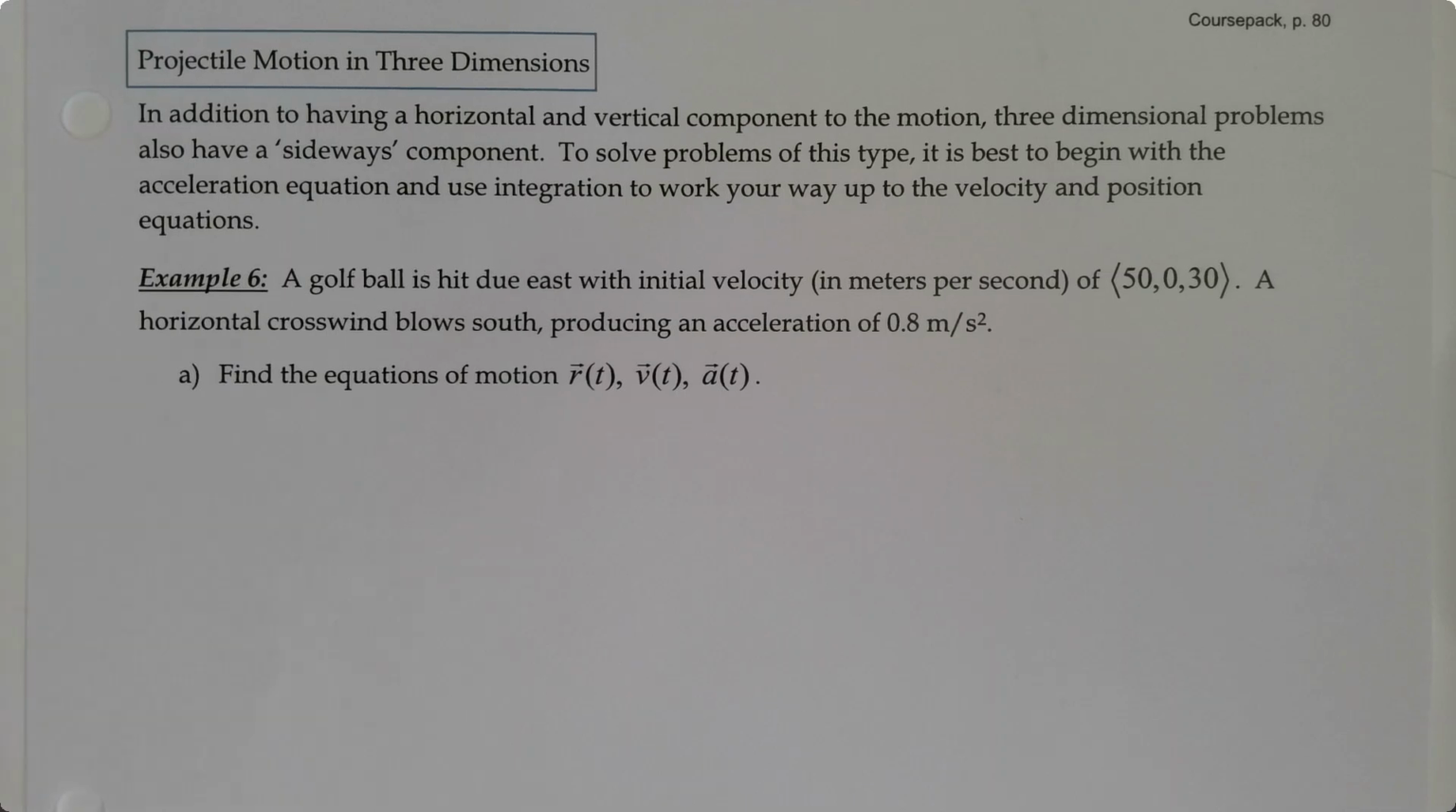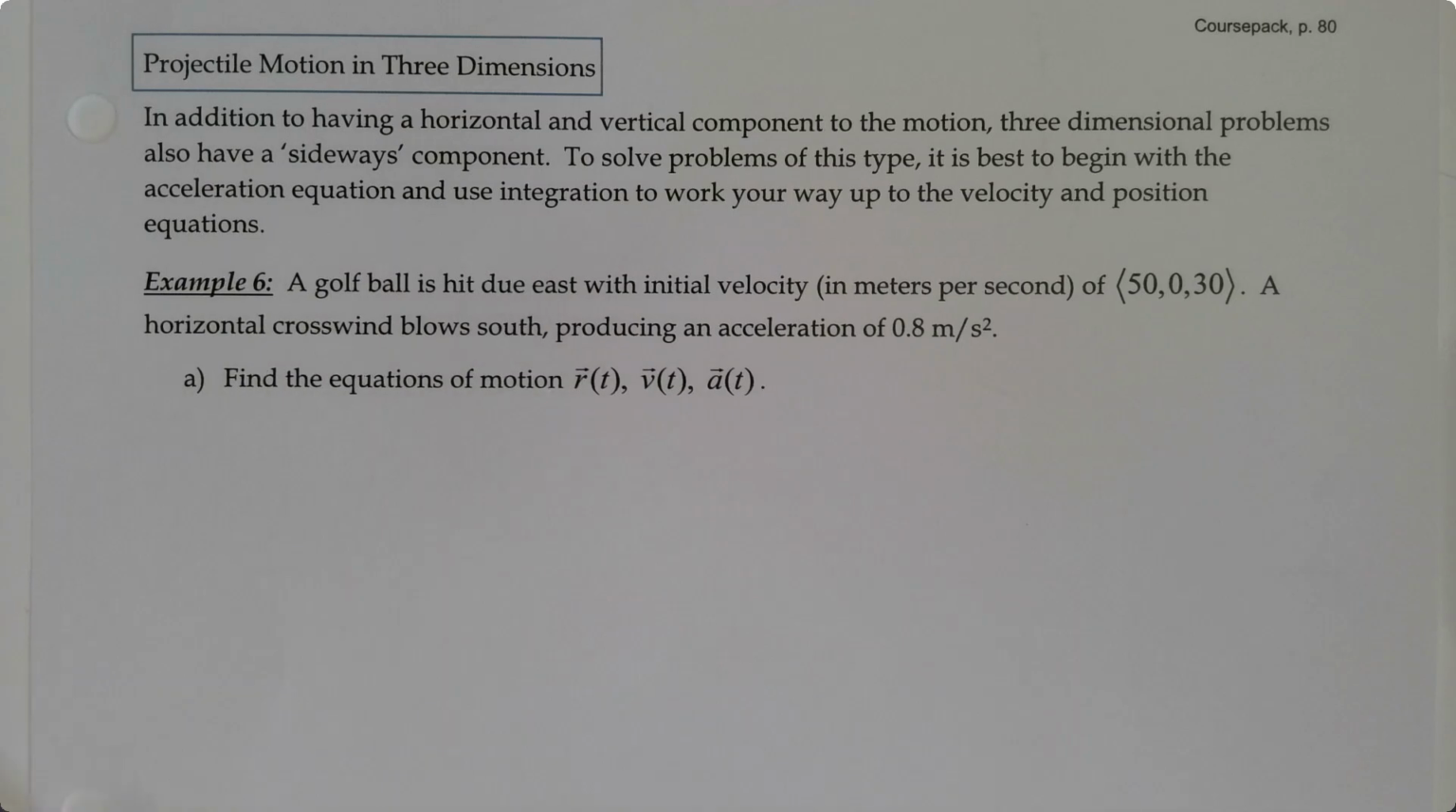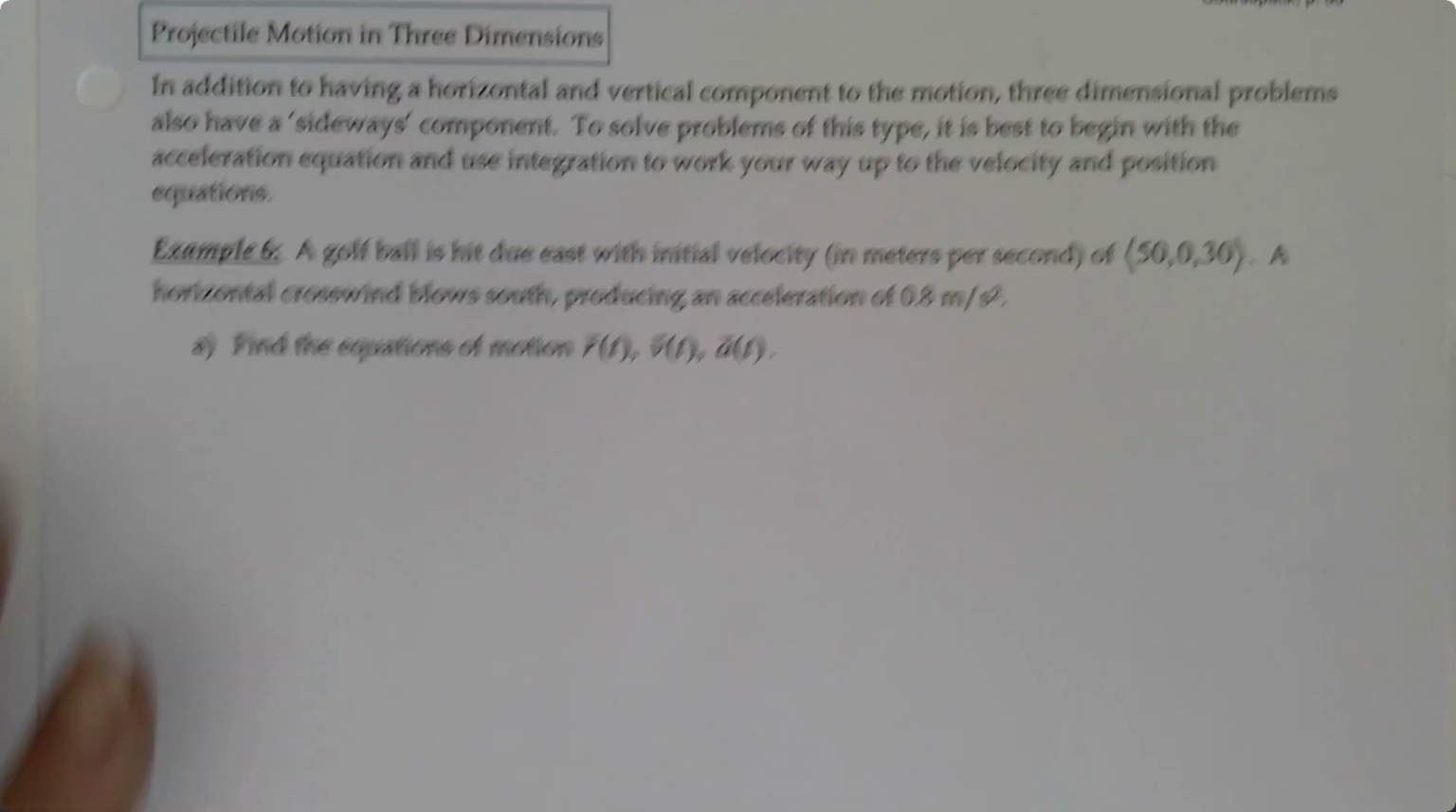In addition to having a horizontal and vertical component, of course, we could add that sideways component, that crosswind, which would give us a three-dimensional problem. So to do this, it's best to begin with the acceleration equation and use integration to work our way up to the velocity and position equations. And that's because this will be a little bit more complicated than the one we were doing with 2 dimensions. Okay, so let's see what happens here.